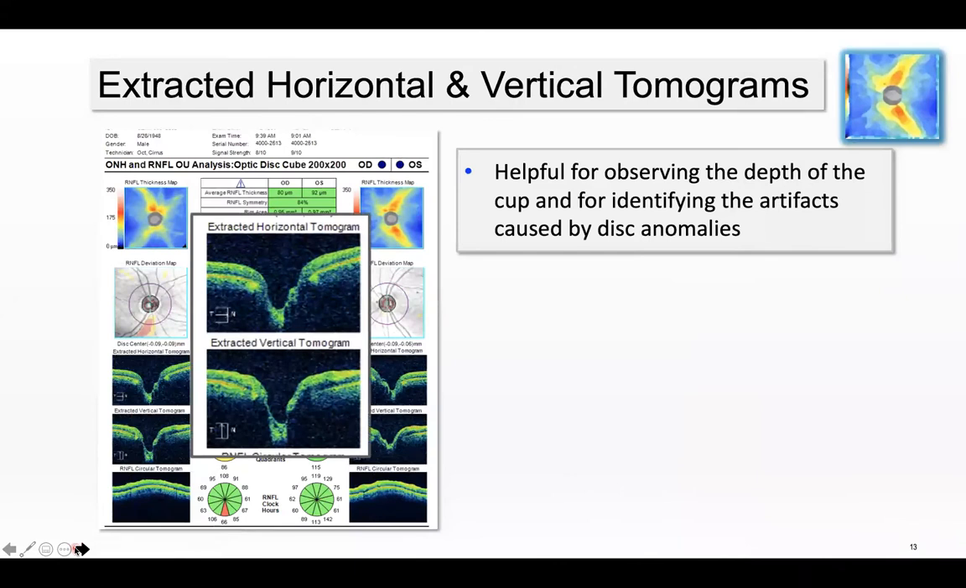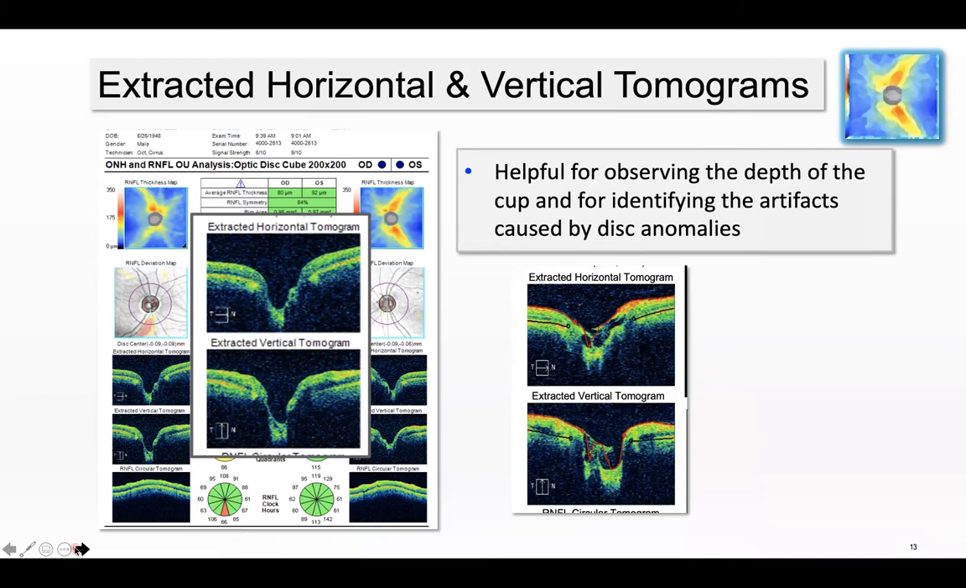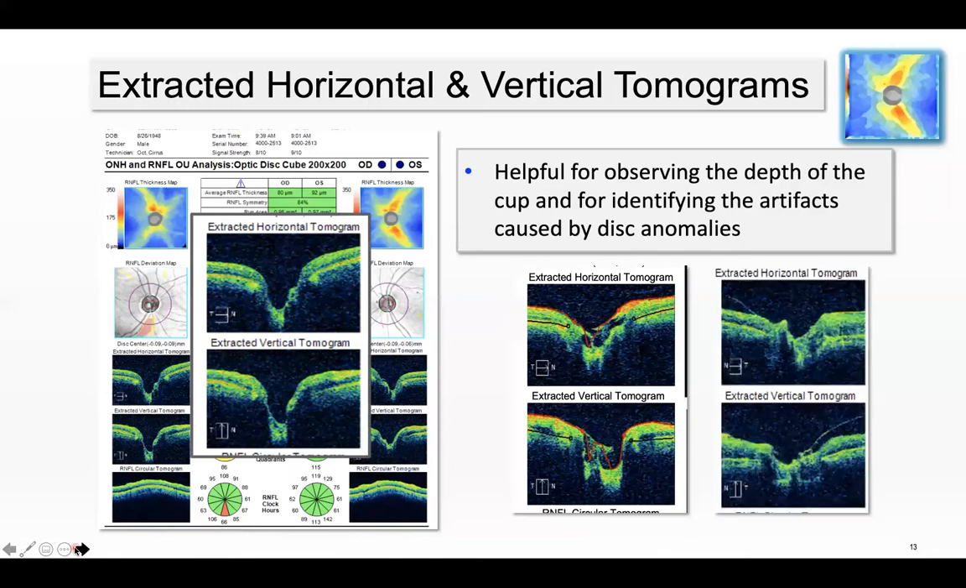Second, check the RNFL and deviation maps for the extracted horizontal and vertical tomograms. Horizontal and vertical tomograms are helpful for observing the depth and topography of the cup, and for identifying artifacts caused by disc anomalies. You may see tissue remnants preventing correct optic nerve head topography, or vitreous tractions that can cause green disease artifacts.